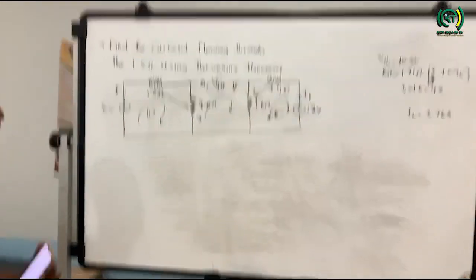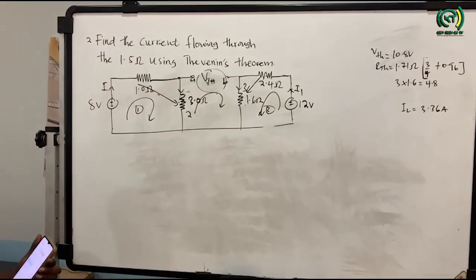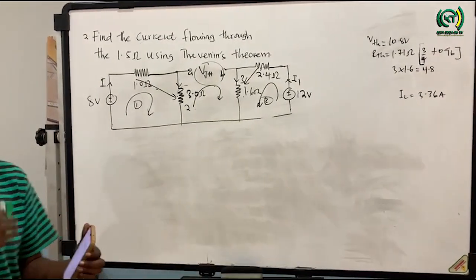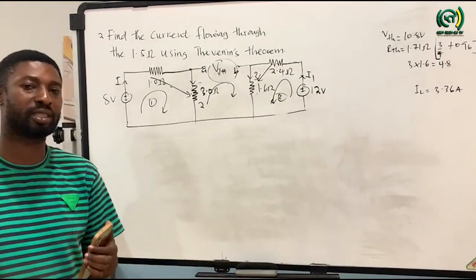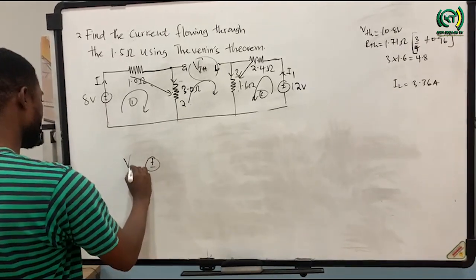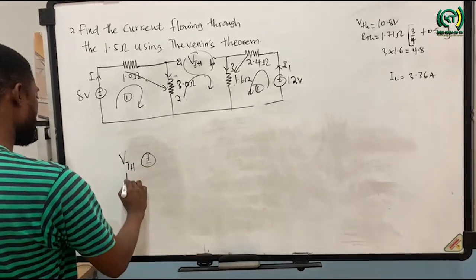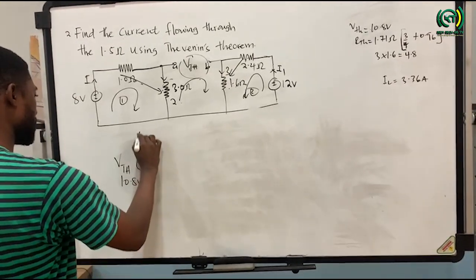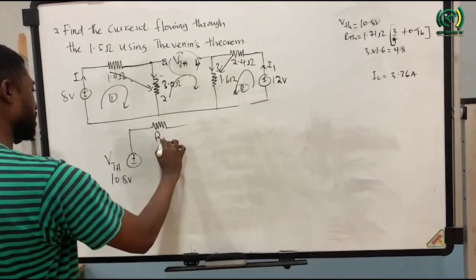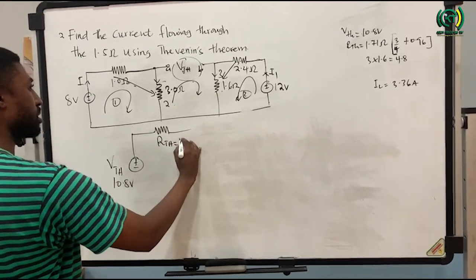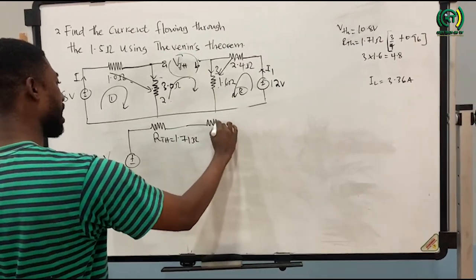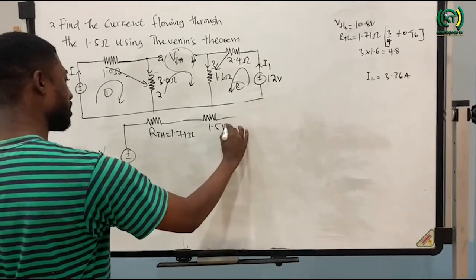Be able to calculate our VTH and RTH. Then lastly, we are supposed to produce Thevenin equivalent circuit such that the Thevenin equivalent resistance will be in series with the load resistor. So we are going to have a DC source voltage, which is VTH, and the value is 10.8 volts. Then this is going to be our RTH, which is 1.71 ohm. Then the value of our load resistor, which is 1.5 ohm.